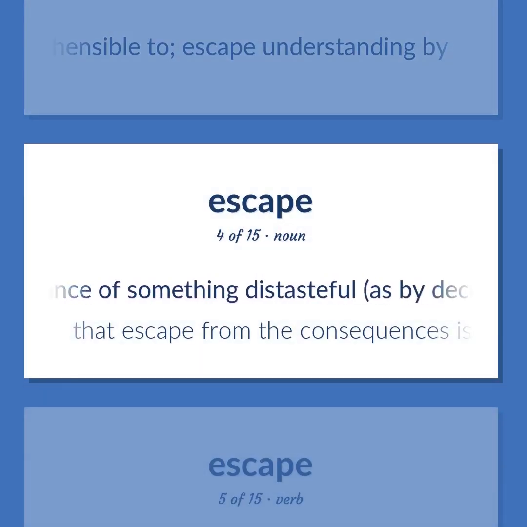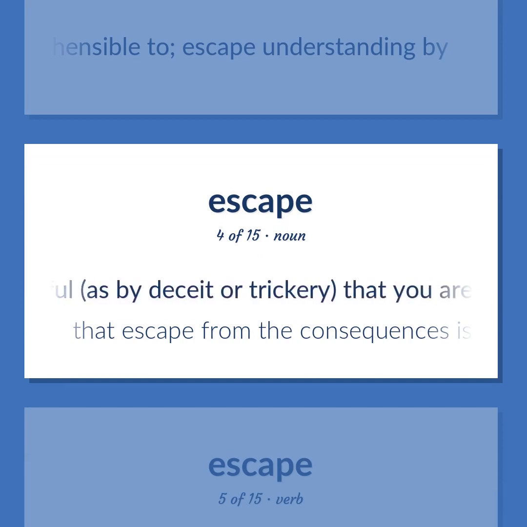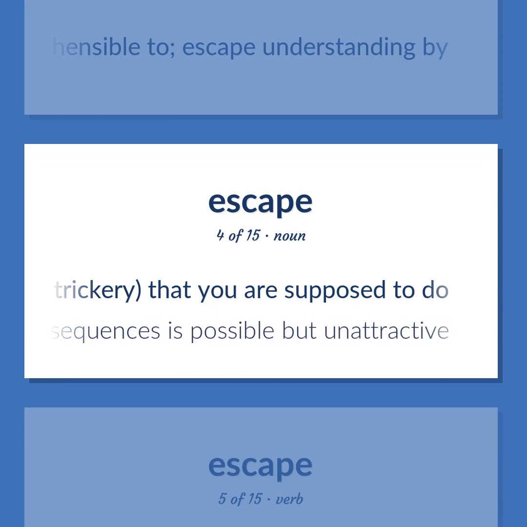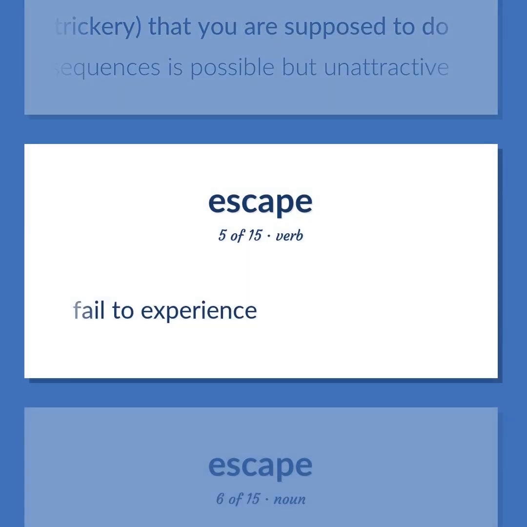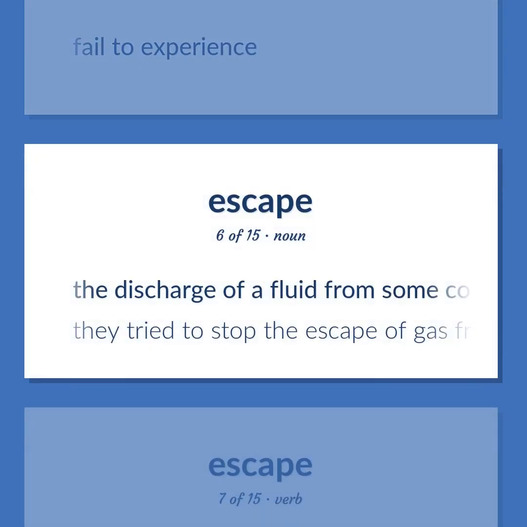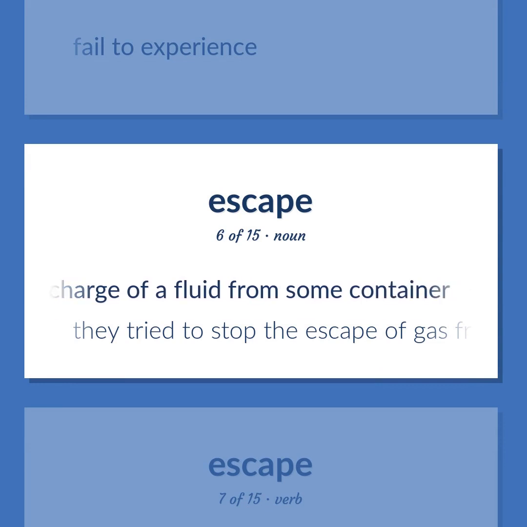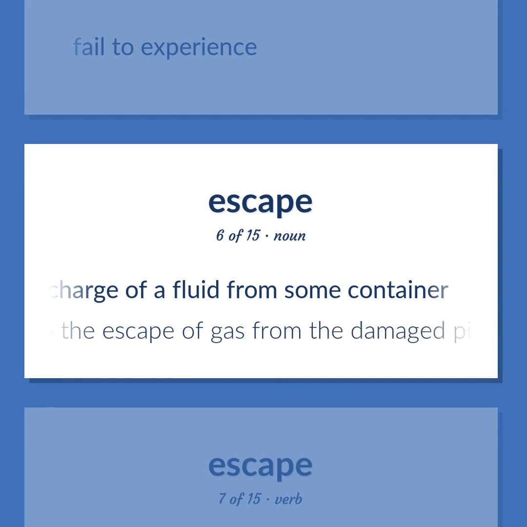Non-performance of something distasteful, as by deceit or trickery, that you are supposed to do. That escape from the consequences is possible but unattractive. Fail to experience. The discharge of a fluid from some container. They tried to stop the escape of gas from the damaged pipe.